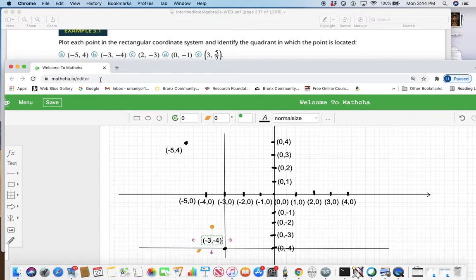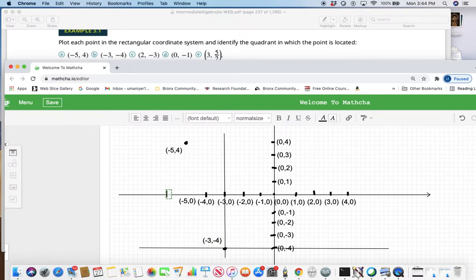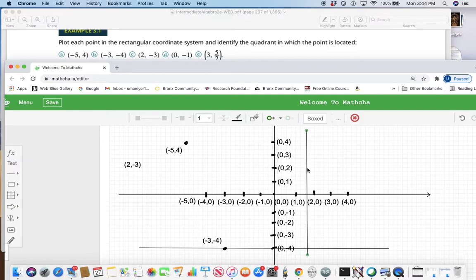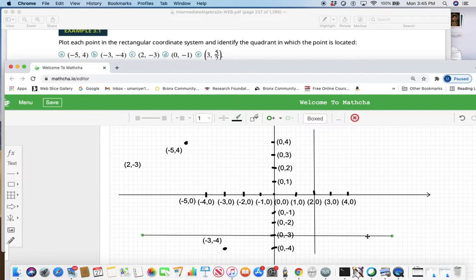All right. 2, negative 3. I want 2, negative 3. Okay, so I don't know where that is, so let me hold on to it. X coordinate is 2, so the up-down line is going to meet 2. Y coordinate is negative 3, so I'll take this to the negative 3 level. They meet here, that's my point, 2, negative 3.